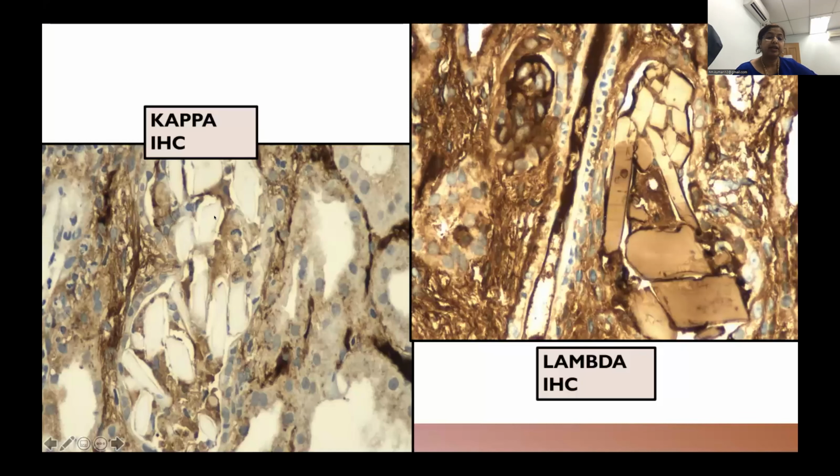This is kappa IHC and lambda IHC, where sometimes you can use it to help you also to strengthen your IF findings. Okay, so your kappa is negative within the CAS and lambda is strongly positive here.